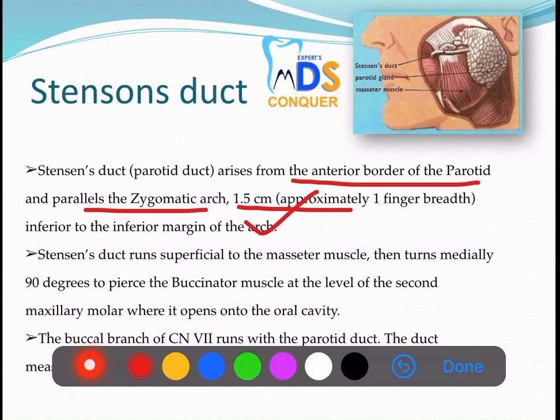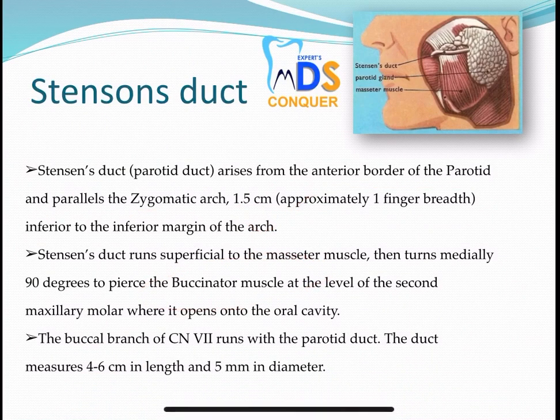And Stenson's duct runs superficial to the masseter muscle and again turns medially 90 degrees to pierce the buccinator at the level of the maxillary molar, and you can mention where the Stenson duct is seen intraorally. Okay, this is how you have to write about the Stenson duct.